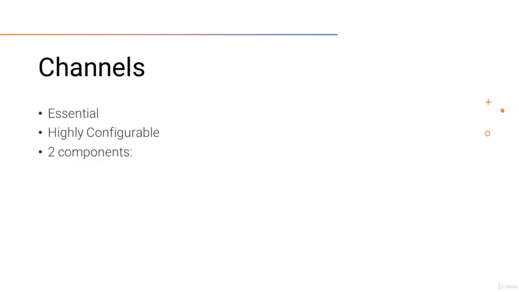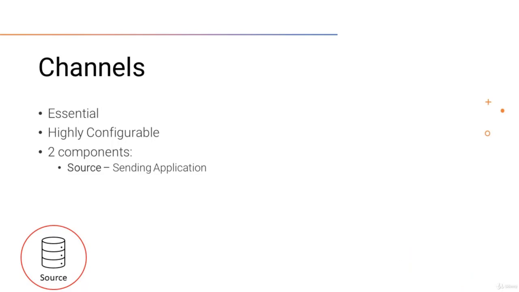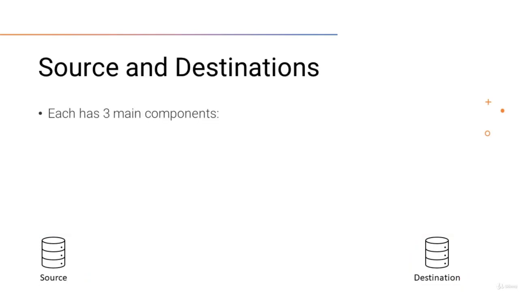And every channel is going to be split up into two sections, a source and a destination. A sending application is what Mirth calls a source, and a receiving application is a destination. Once we edit a channel, the source and destinations will be in their own individual tabs. So with source and destinations, each have three main components.